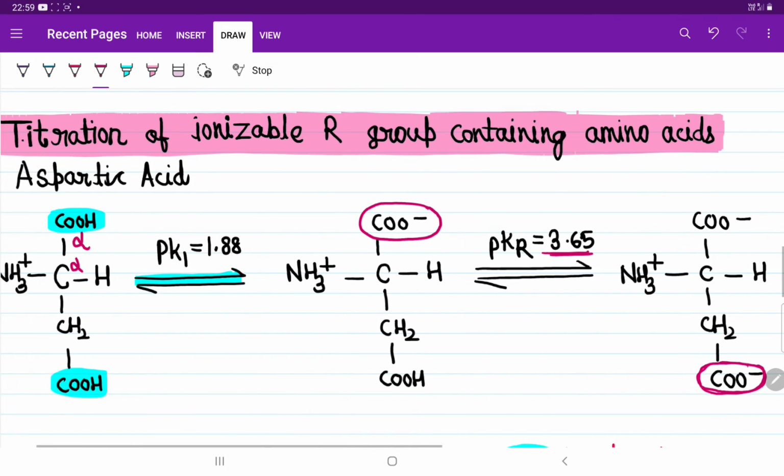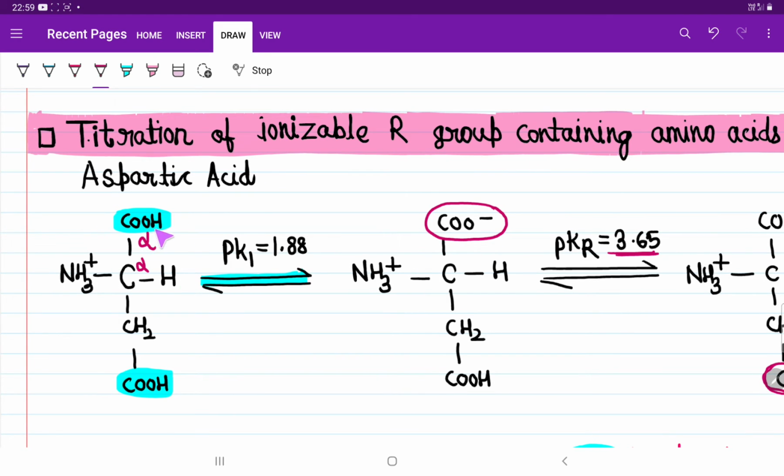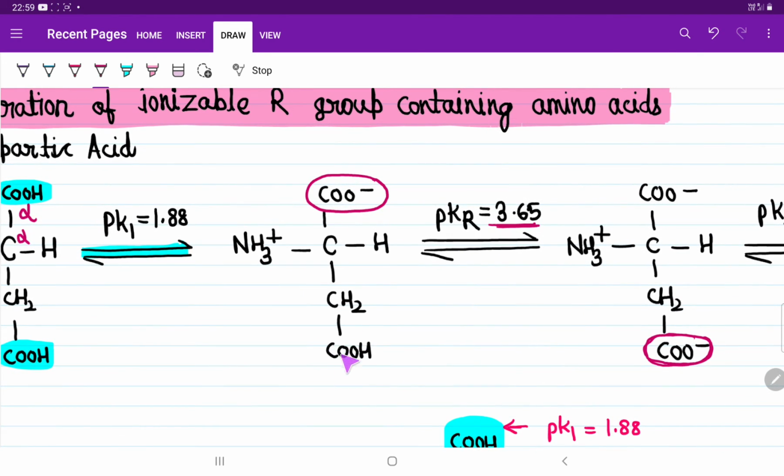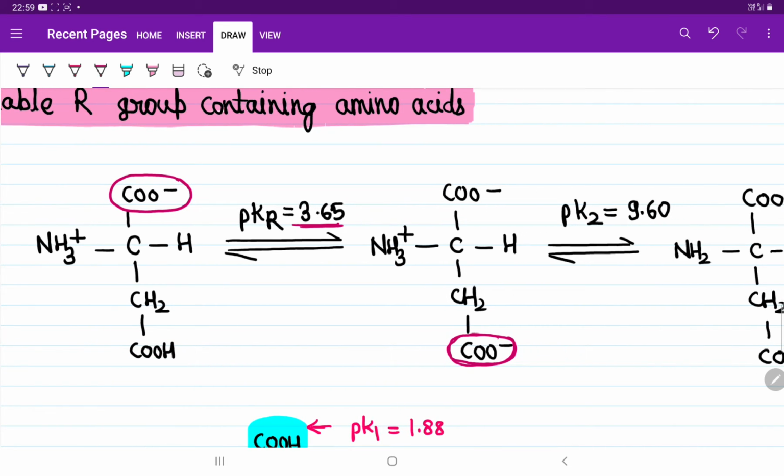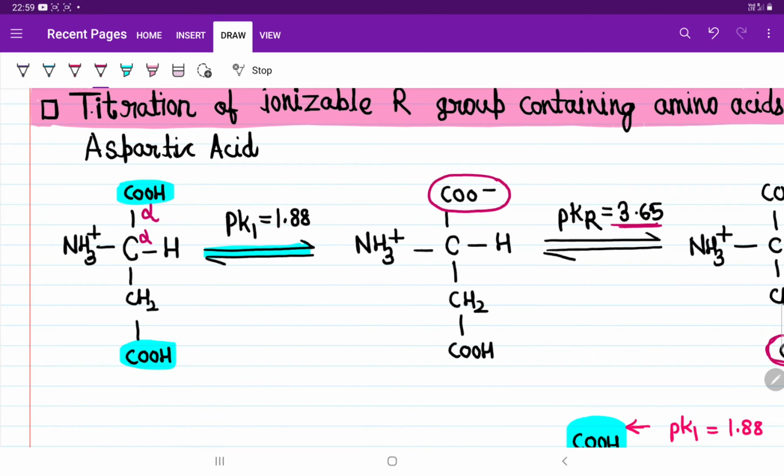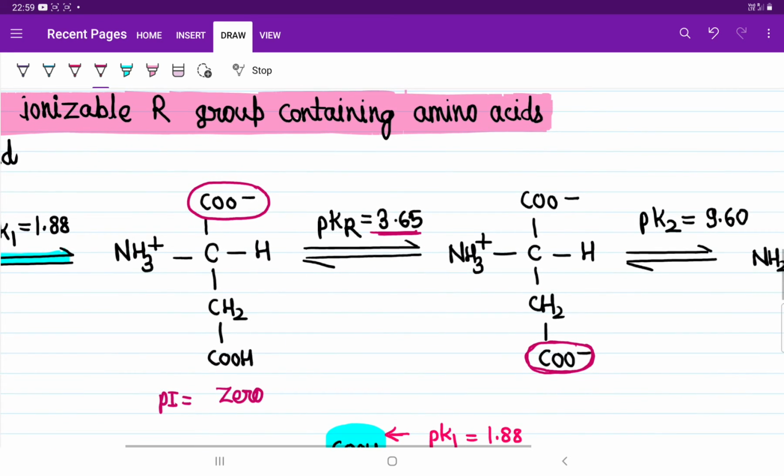So what will be the sequence here? When we increase the pH, first this alpha carboxylic acid group, then this side chain carboxylic acid group, then this amino group will lose its hydrogen ion. But again, what is the net charge here? Net charge is plus 1. What is the net charge here? Net charge is 0 here. So this is the zwitterion form of the amino acid, and at isoelectric pH they will come to this particular form, the zwitterion form. Right, students?